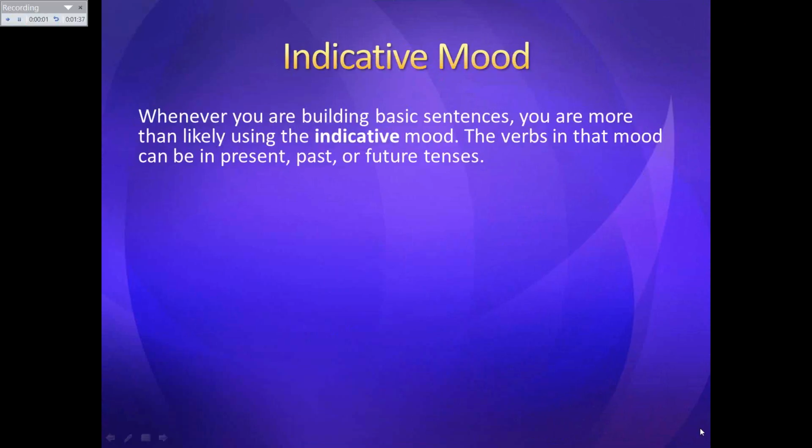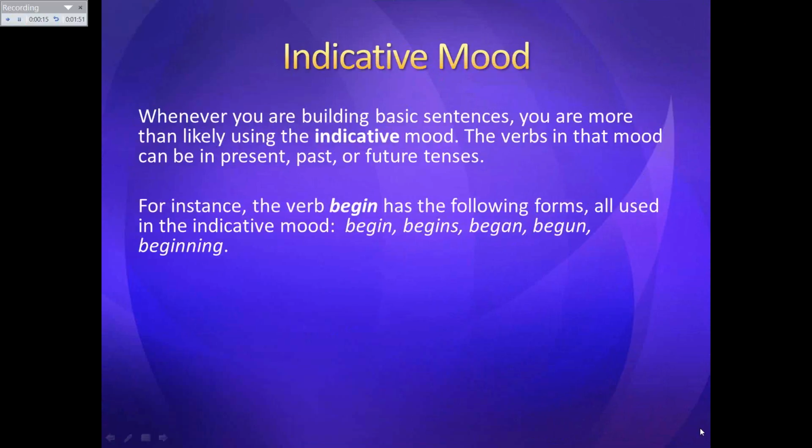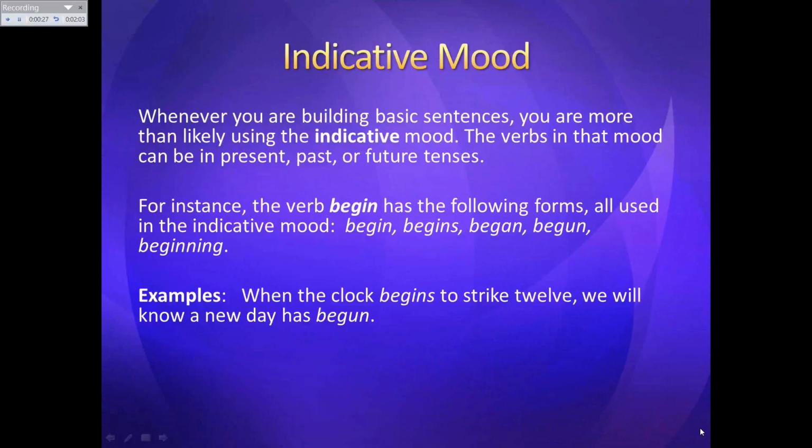So let's take a look at the indicative mood. Whenever you're building basic sentences, you are more than likely using the indicative mood. The verbs in that mood can be present, past, or future tenses. For instance, the verb begin has the following forms, all used in the indicative mood: begin, begins, began, begun, beginning. Look at this example. When the clock begins to strike 12, we will know a new day has begun.